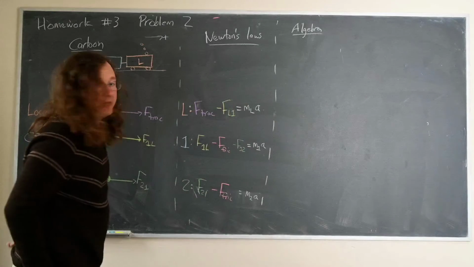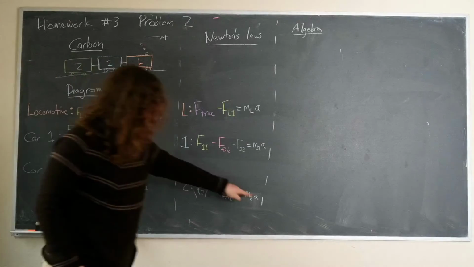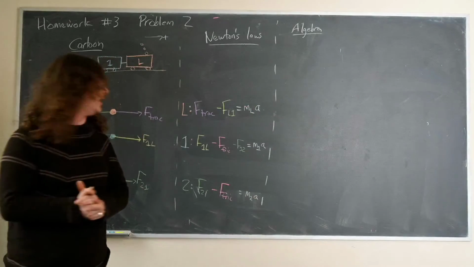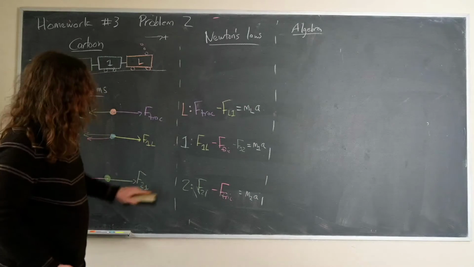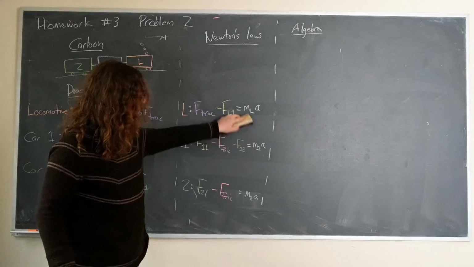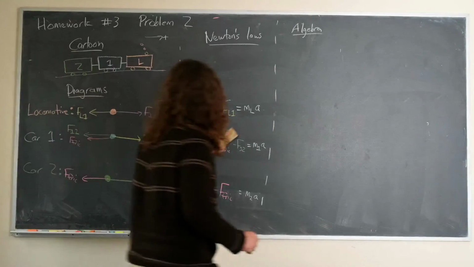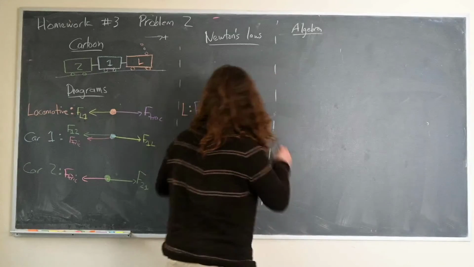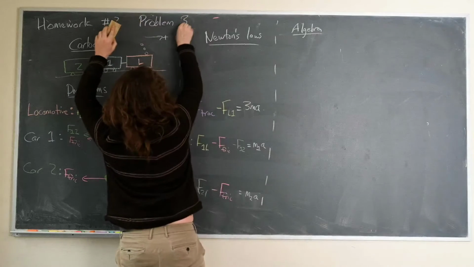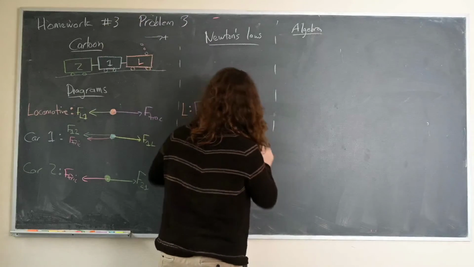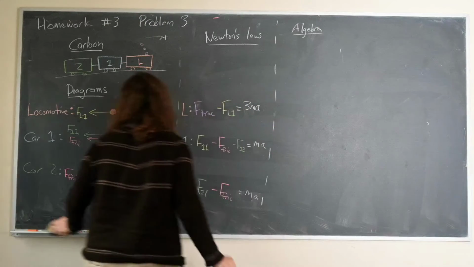All right, so now it's time to start putting in things we know and solving for things we don't. I've already put in the fact that the acceleration is the same for everybody. I also know that the locomotive has 3 times the mass of the others. So I could, at this point, just come by and do this with my eraser. So that's 3ma. This is just ma. This is also just ma.